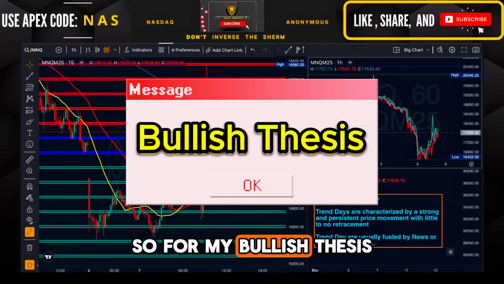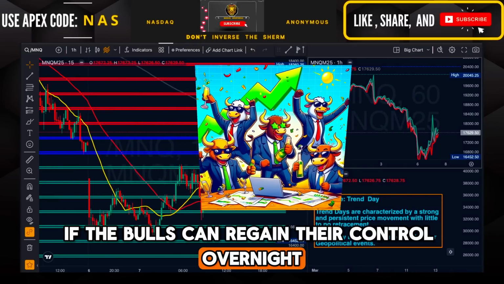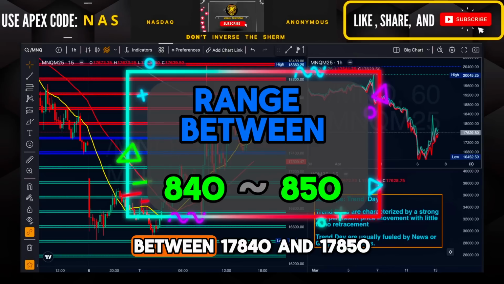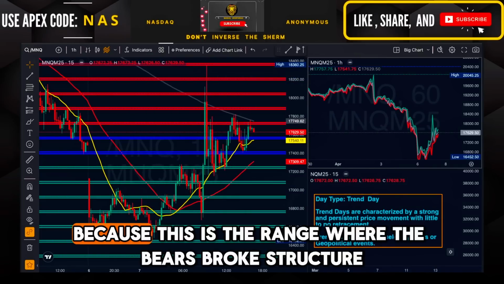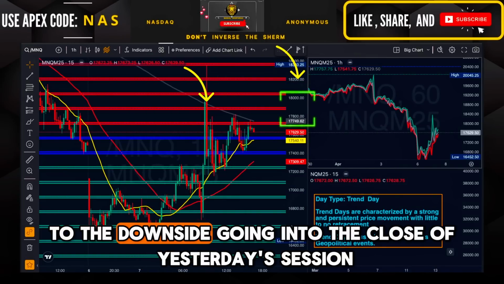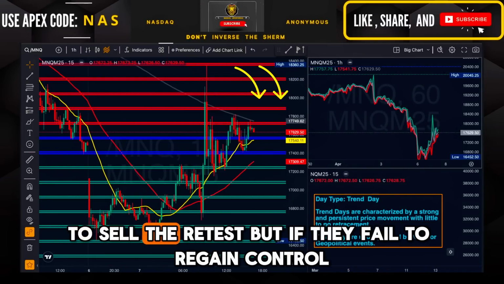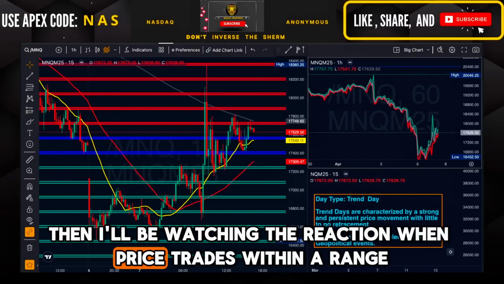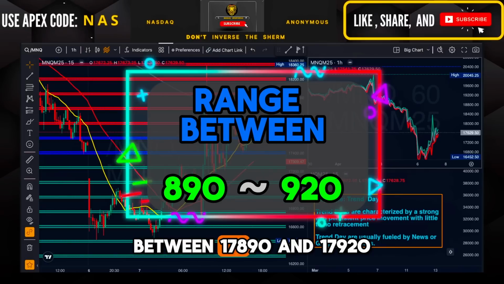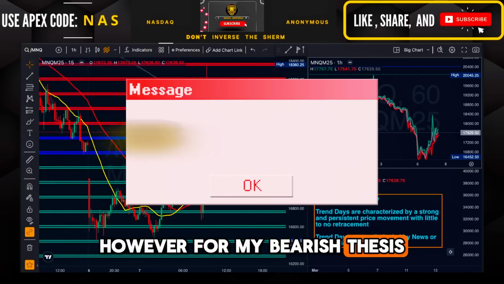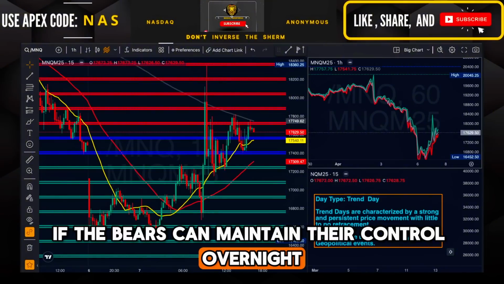So, for my bullish thesis, if the bulls can regain their control overnight, then I'll be watching the reaction when price trades back within a range between 840 and 850. Because this is the range where the bears broke structure to the downside going into the close of yesterday's session. And I do expect for passive sell orders to be resting around this area to sell the retest. But if they fail to regain control, then I'll be watching the reaction when price trades within a range between 890 and 920.